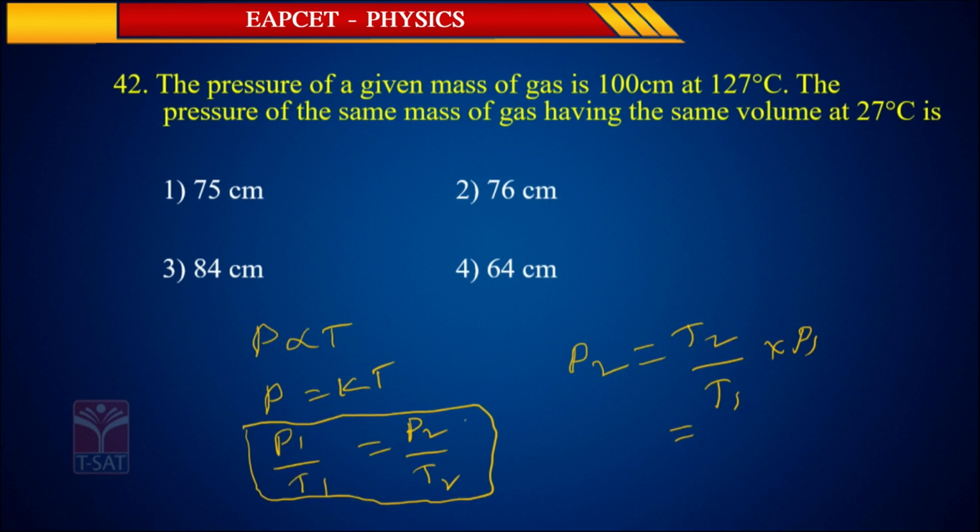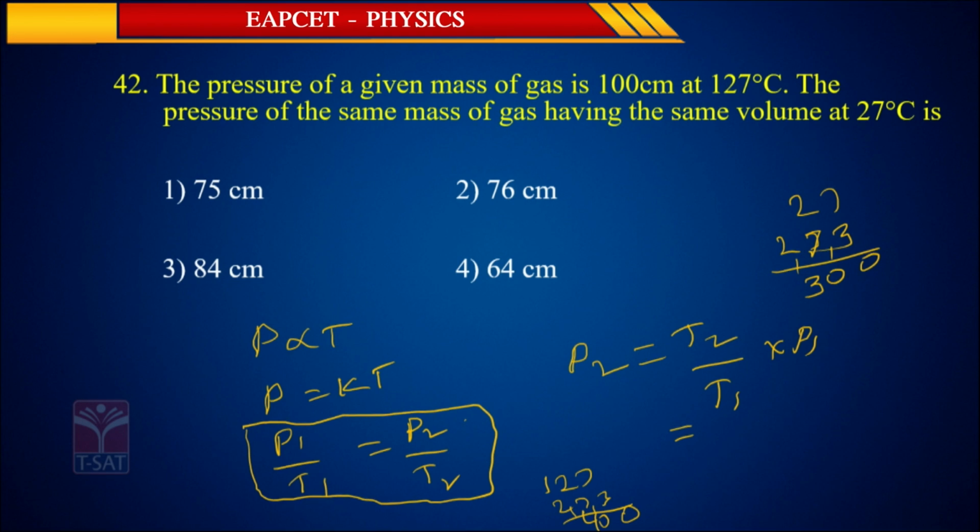Now look at the temperature. Here, what is the value? 127 degrees. Here you convert to Kelvin: 127 plus 273. How much? 400. Okay. The next one is 27 plus 273, which is 300. Okay, children.